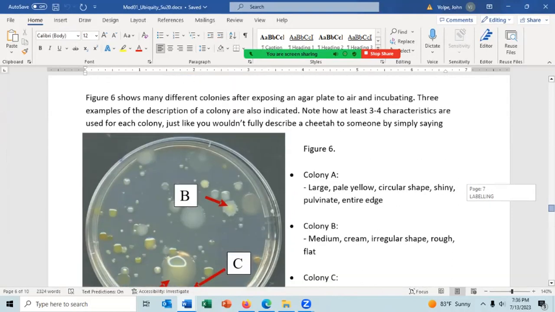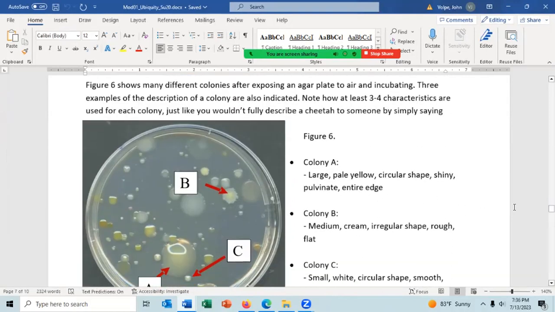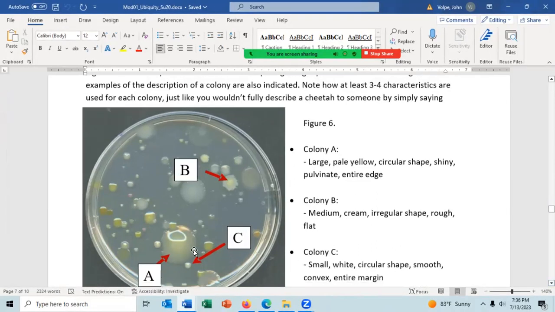All right, so this is telling you some characteristics. Colony A is a very large colony, large, pale yellow. I actually don't see the yellow in that one. Circular shape, I would call it irregular because that's definitely not a circle there and there, although the rest of it right here is circular. It's shiny. That's hard to tell in this photograph. Pulvinate, that's impossible to tell in this photograph. And the edge is entire. That I would agree with.